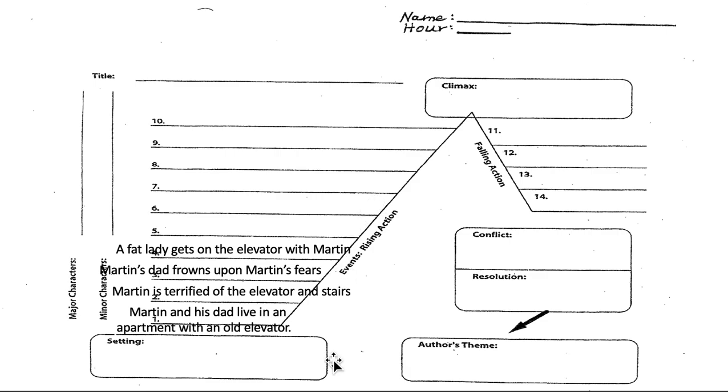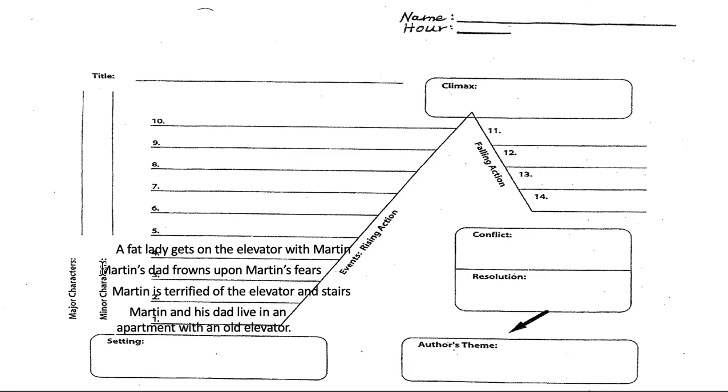So I have to go back into the elevator. If you do not have the elevator right next to you while you do this, pause the video, go grab the elevator because it will help you so much as you're going through. So the first thing I had is Martin and his dad live in an apartment with an old elevator. I also could write Martin and his dad move into an apartment with an old elevator. Martin is terrified of the elevator and stairs. This is a really, really important thing because it basically is the basis of the short story. Martin's dad frowns upon Martin's fears.